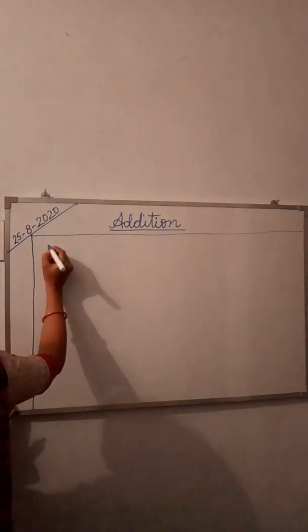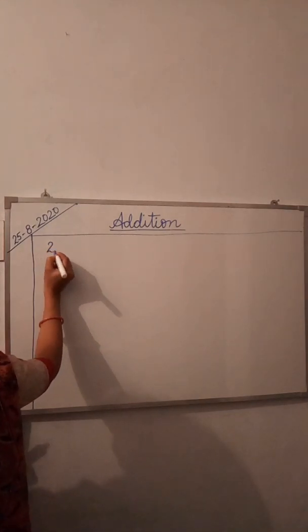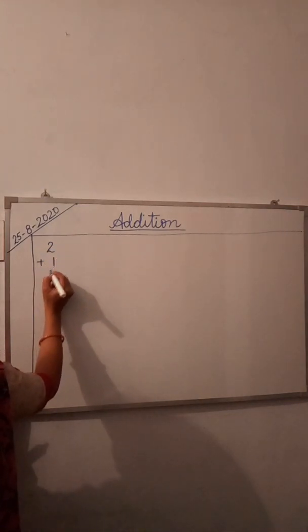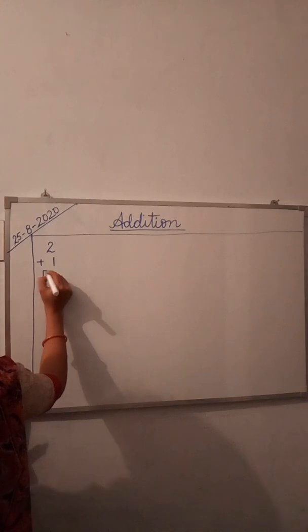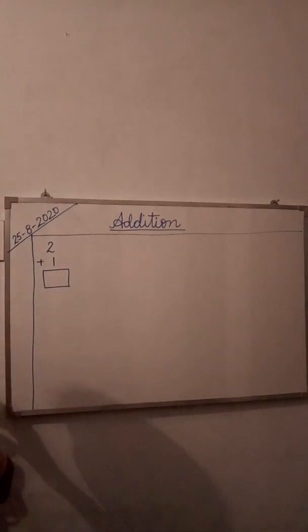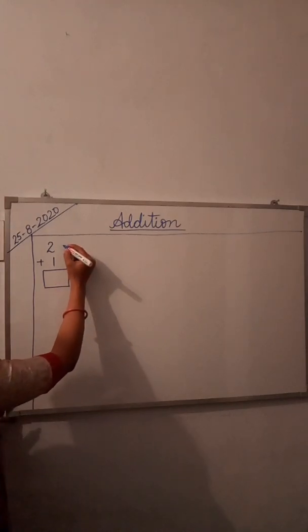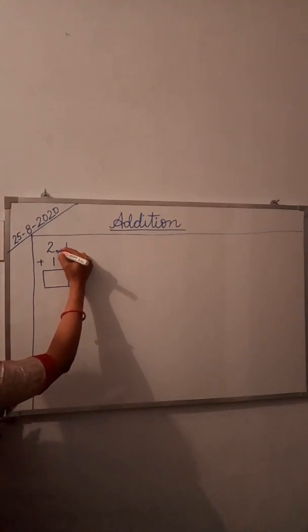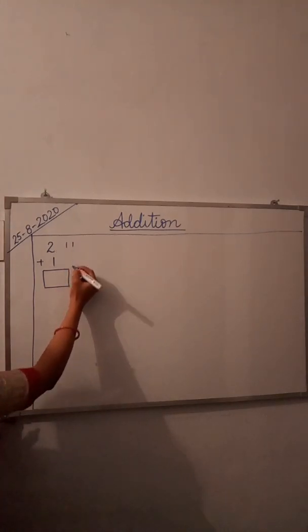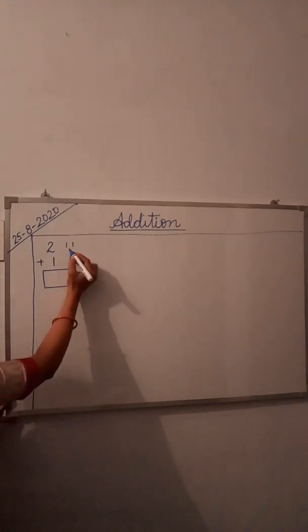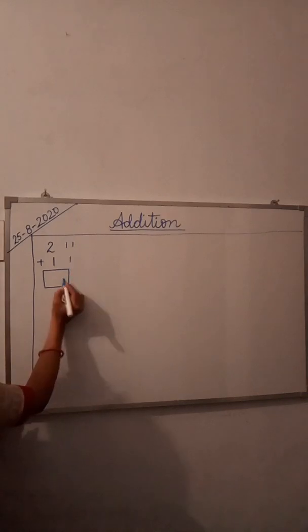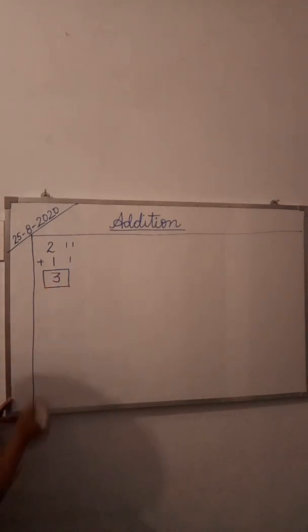Here I have written 2 plus 1. Now this block is empty. Then how many lines we have to draw? Here written 2 na. We have to draw 2 lines. Here written 1. We have to draw 1 line. Count down 1, 2, 3. Total will be 3.